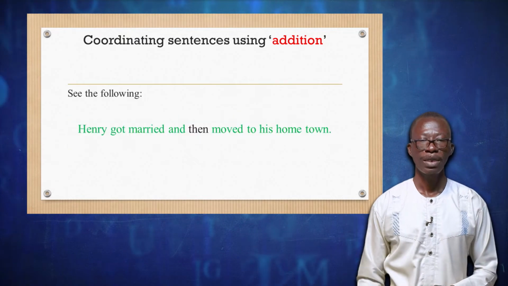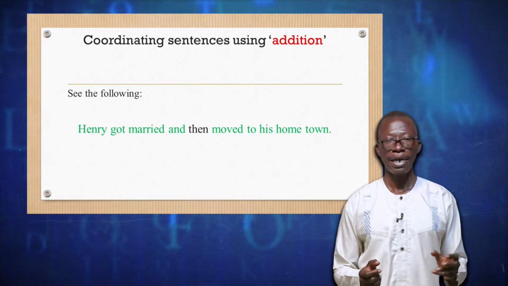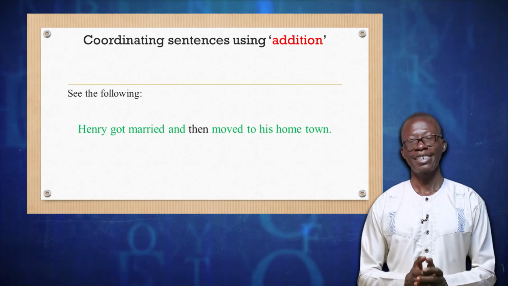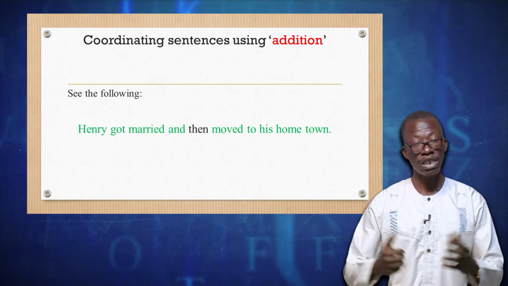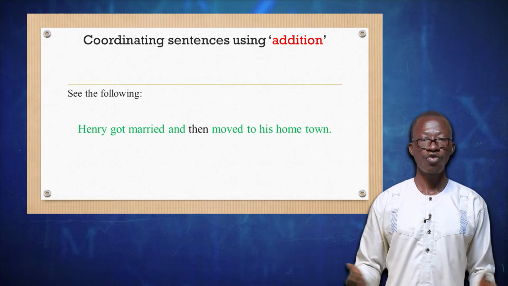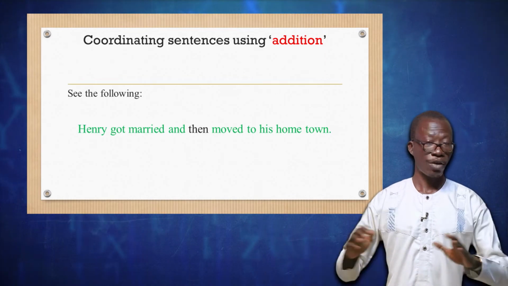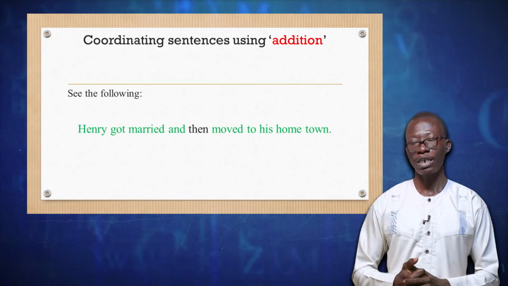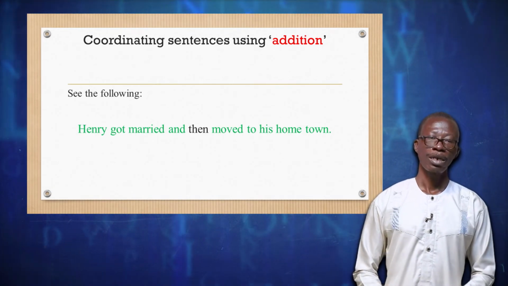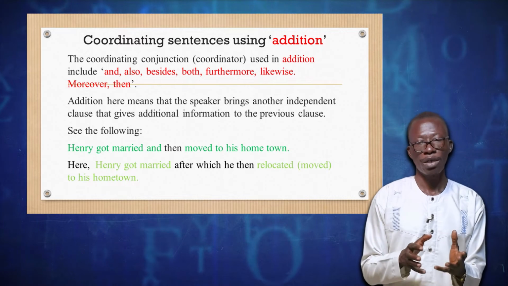Let's see the following. Henry got married and then moved to his hometown. Of course, we have two coordinators there, deliberately put. We write this and we read this in books. One could go away with one: you could say Henry got married and moved to his hometown, or you can say Henry got married, then moved to his hometown. But at times you meet these two coordinators put together, and then. So Henry got married and then moved to his hometown. Here, Henry got married, after which he then relocated, that is, moved to his hometown.